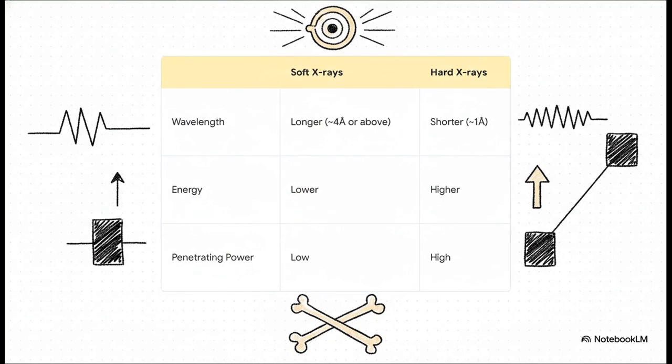Okay, and this brings up a really important distinction you need to know. Soft versus hard X-rays. It's pretty straightforward, really. Soft X-rays have a longer wavelength, which means lower energy, and so they don't penetrate very well. Hard X-rays are the opposite. Shorter wavelength, higher energy, which gives them some serious penetrating power. This difference is a really key concept for your exams.